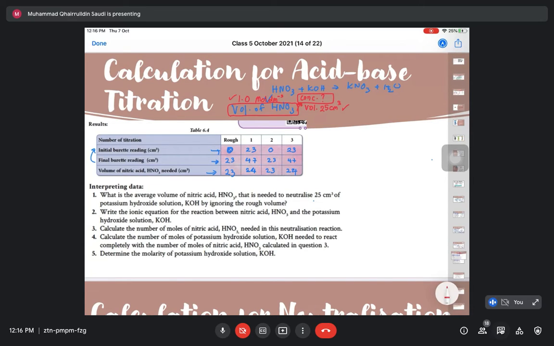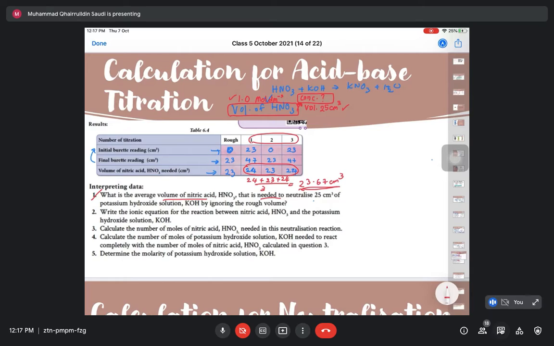First one, what is the average volume of nitric acid needed? So you just calculate 24 plus 23 plus 24 divided by 3. The average is 23.67 centimeter cube. Okay, next, done. We find the average from the three readings that we get here, and the average is 23.67.